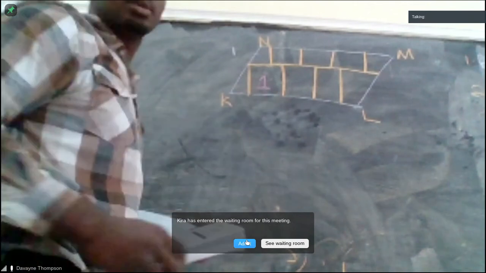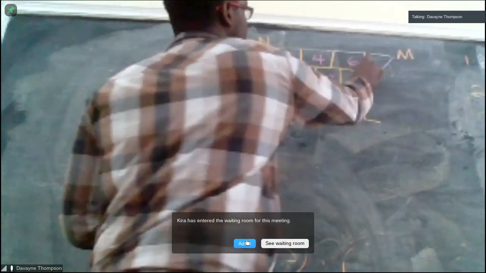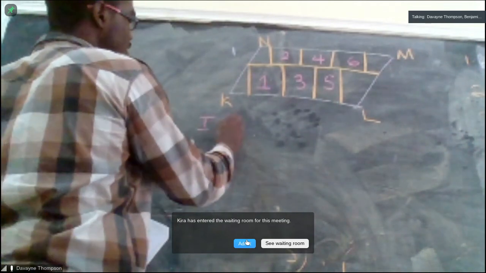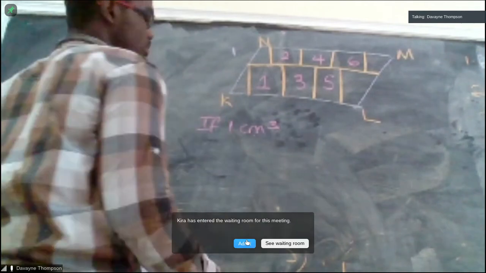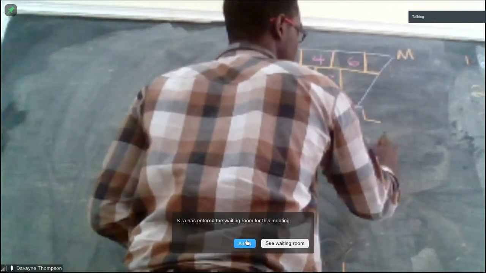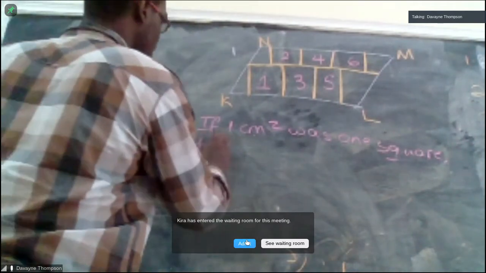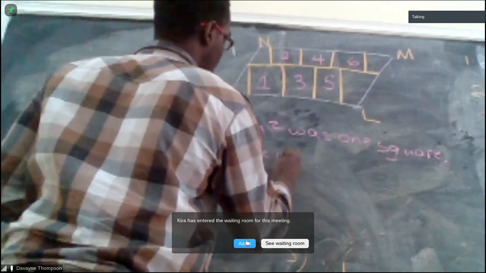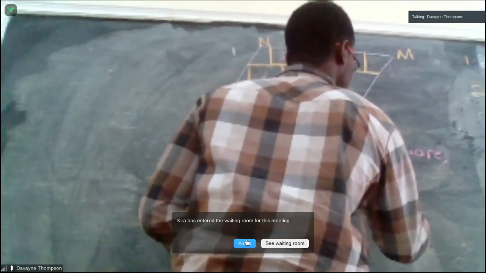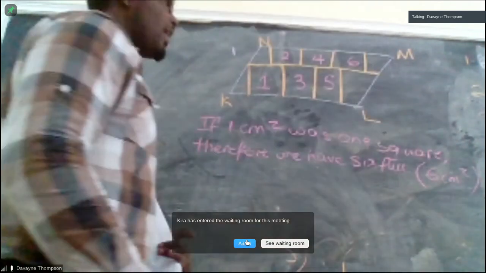One, two, three, four, five, six. What does that six represent? Six squares. Right. If 1 centimeter squared was 1 square, write that for me. If 1 centimeter squared was 1 square, therefore we have 6 full centimeter squares. We have 6 full, and put in brackets, 6 centimeter squared area in our parallelogram.